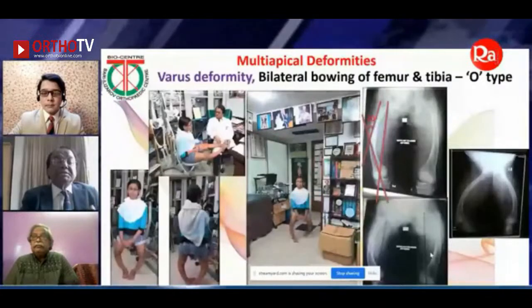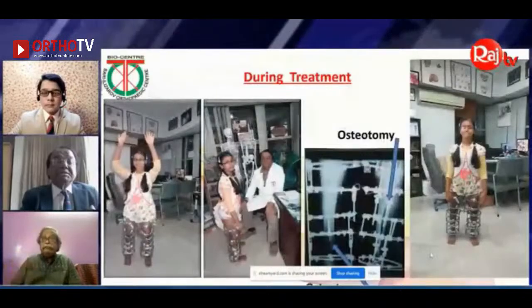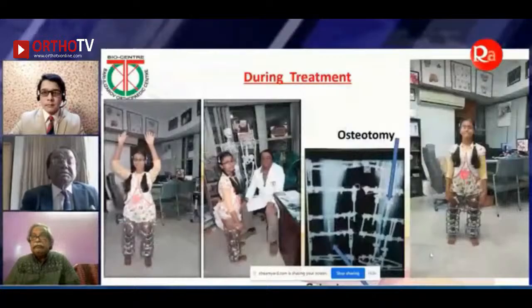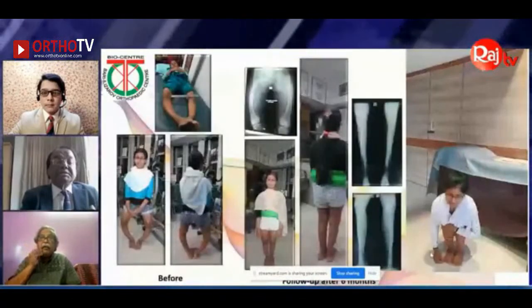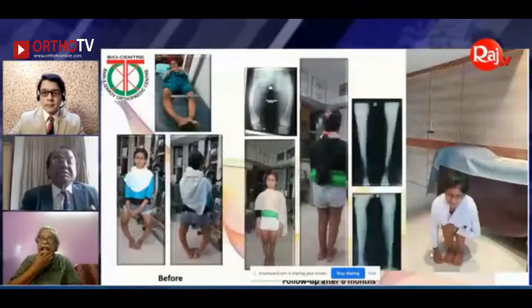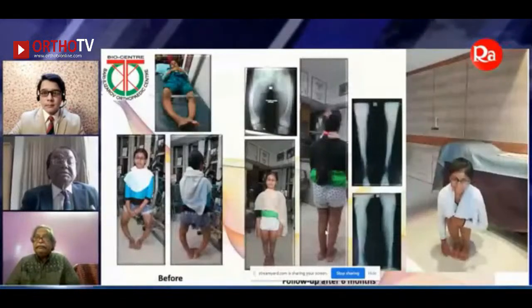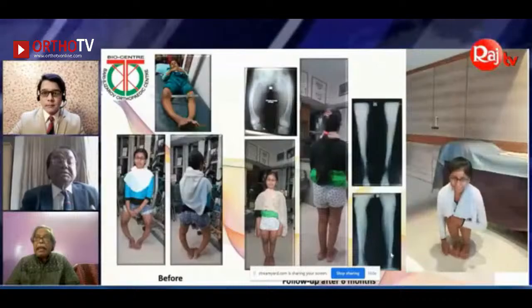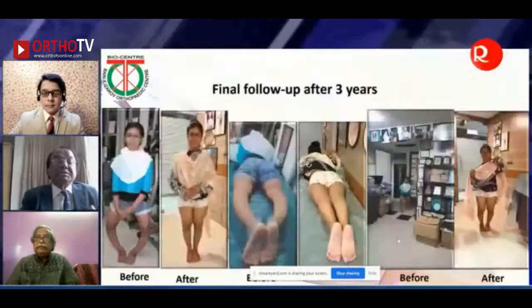So see, this is after the osteotomy and placement of the hinges. You can see here, this is follow-up only after 6 months. Bone quality was bad. Now you can see from the front side, from the back side, and easily we can now see the axis, the full axis. So dear friend, this is after 3 years of follow-up.